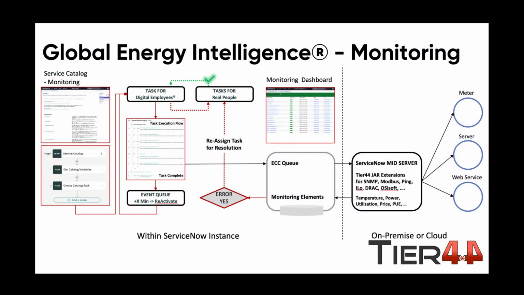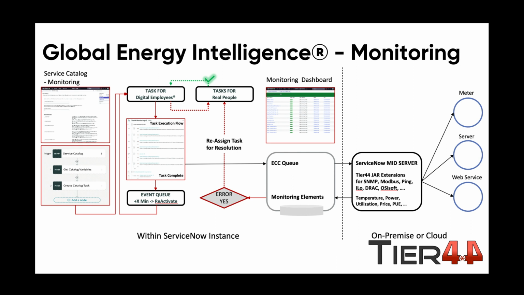After submitting the service catalog form, a flow is started to create a monitoring task that is automatically assigned to the digital employees group. For every type of task you want to automate, you create a Flow Designer flow that is triggered on the creation of such a task for the digital employees group. That flow will put individual actions into the ECC queue for MID servers to execute, and put the result back into the monitoring elements table. When the flow has launched all actions and is complete, the task will be closed. To restart the loop, an event is automatically created to reopen the task in X number of minutes.